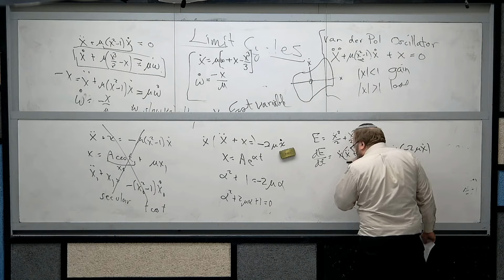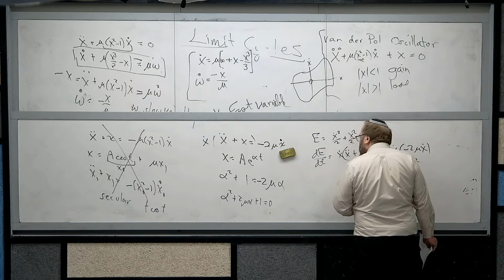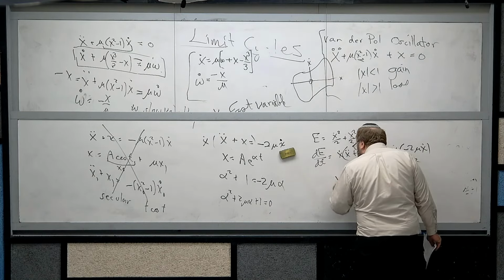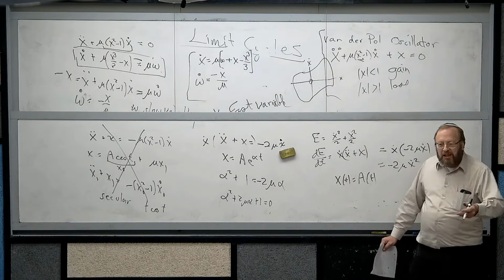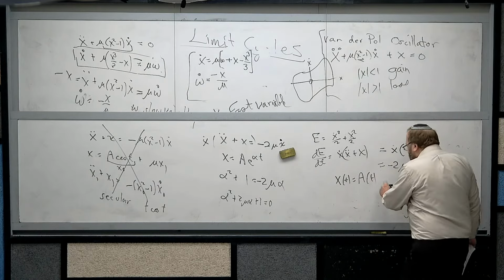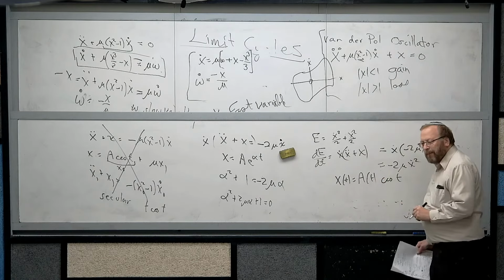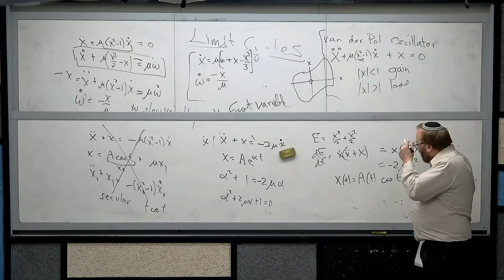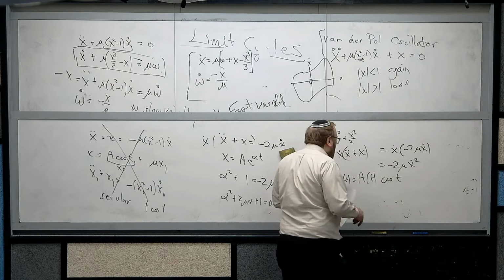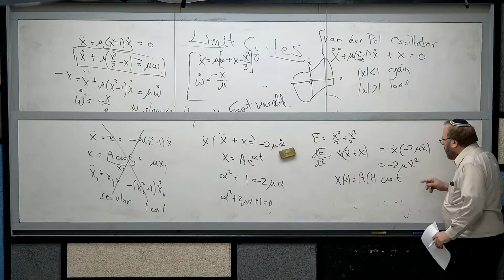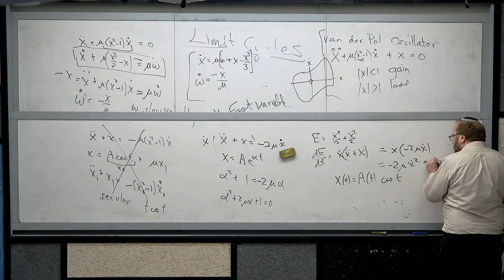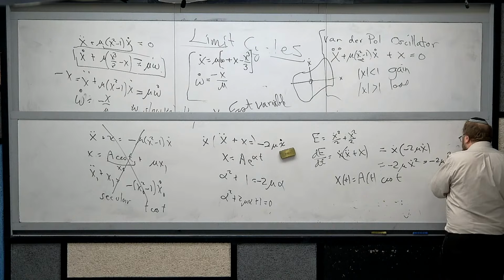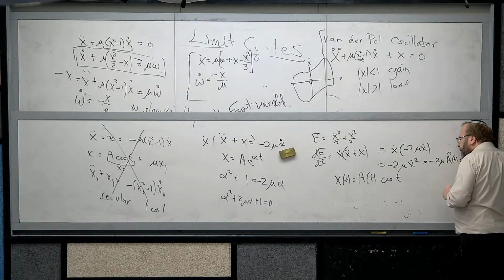So now let's write the solution. What we know is that the solution x of t is some a of t, some amplitude which is slowly changing in time, times cosine t. And now, what is this thing? This thing, minus 2 mu x dot squared, is minus 2 mu a squared of t times cosine squared of t.